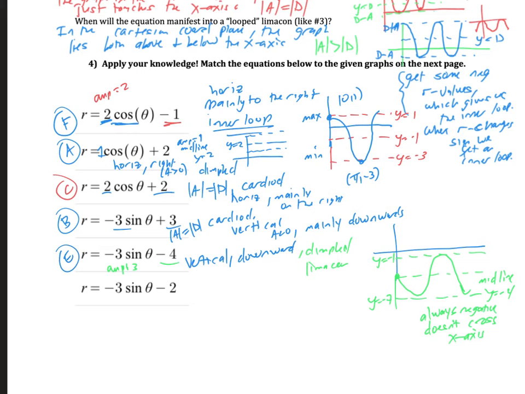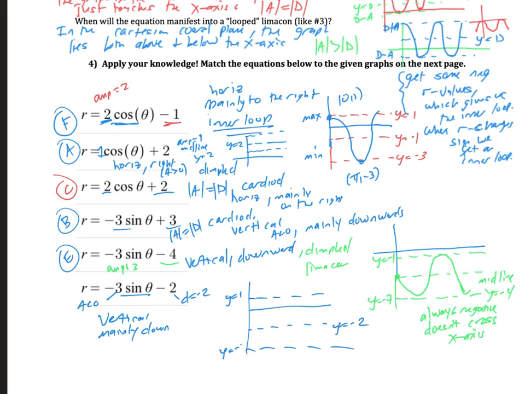but let's go ahead and think about it. Since it's sine, it's vertical. Since A is negative, it's going to be mainly down. And now we have to decide, is it dimpled or does it have an inner loop? So I would make a quick sketch. D is -2, so I draw a line at y equals -2. That's the midline. The amplitude is 3. So I'd go up 3 to y equals 1 and down 3 to y equals -5.